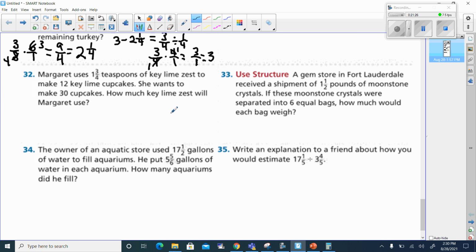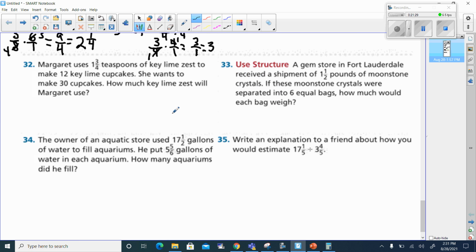Okay. Number 32, Margaret uses 1 3/4 teaspoon of key lime zest to make 12 key lime cupcakes. She wants to make 30 cupcakes. How much key lime zest will Margaret use? She uses 1 3/4 teaspoon of key lime zest to make 12 key lime cupcakes. And she wants 30 cupcakes. So she needs to know how much key lime zest is she going to use. All right, well, let's see. She uses this much to make 12, and we want to make 30.